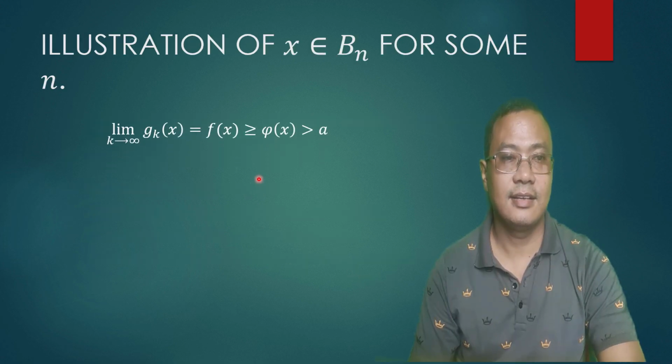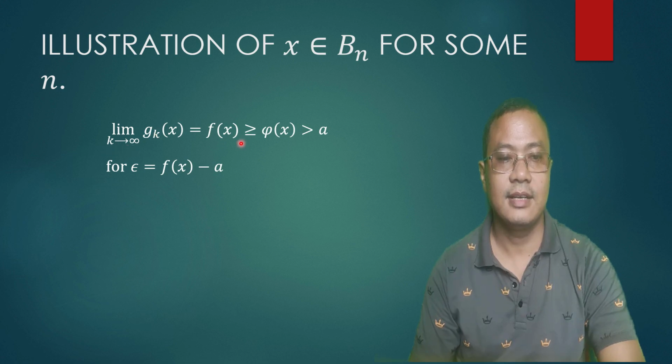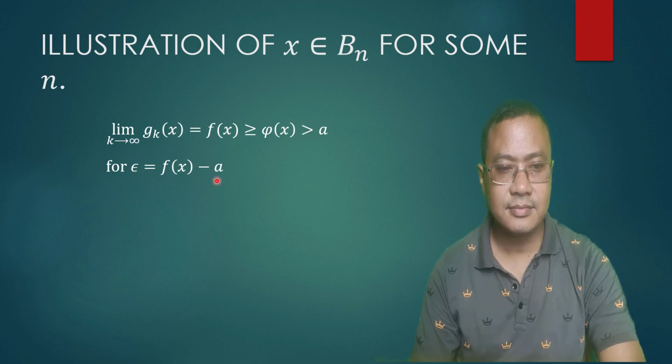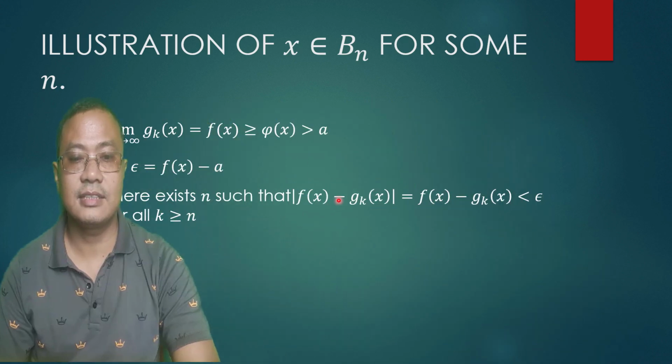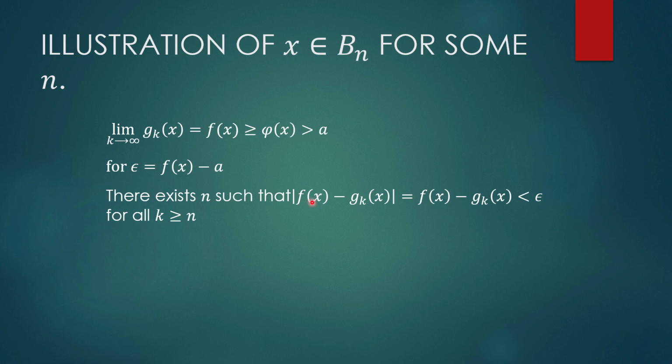Alright, so now let us illustrate the fact that x belongs to Bn for some n. The limit as k tends to infinity of gk(x) is exactly equal to f(x), which we have shown, but f(x) is greater than or equal to phi(x), which is still greater than a. So if you put epsilon equal to f(x) minus a, since gk(x) tends to f(x), for a given epsilon we should be able to find a positive integer n such that the modulus of f(x) minus gk(x) is less than epsilon. Because f(x) is greater than gk(x) for every k, as gk is monotone increasing, you can drop the modulus: f(x) minus gk(x) is less than epsilon for all k greater than or equal to n. So it follows that f(x) minus gk(x) is less than f(x) minus a for all k greater than or equal to n.